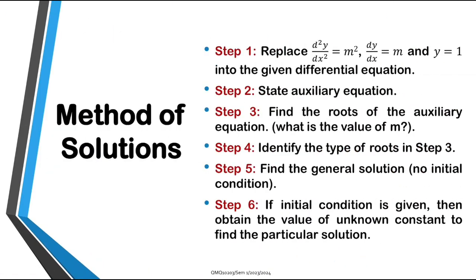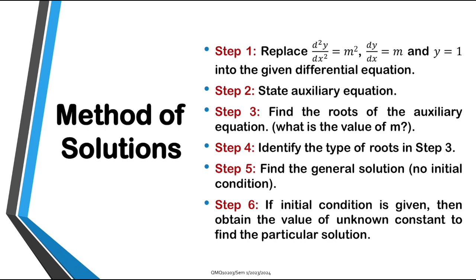So, methods of solution. Step 1, replace d squared y over dx squared with m squared, dy over dx with m, and y with 1 in the given differential equation. Step number 2, after you have replaced, you must state what your auxiliary equation is. So you have changed equation 2 to equation 4. Step number 3, find the roots of the auxiliary equation. So you solve the quadratic equation that you get, and find the values of m.